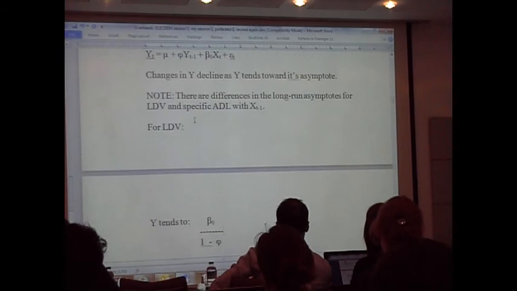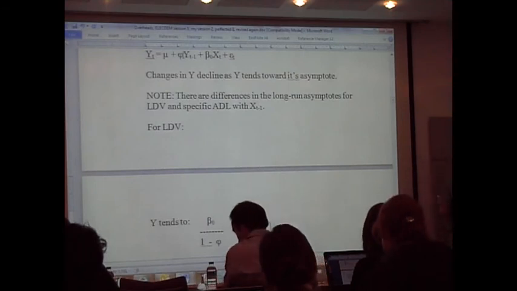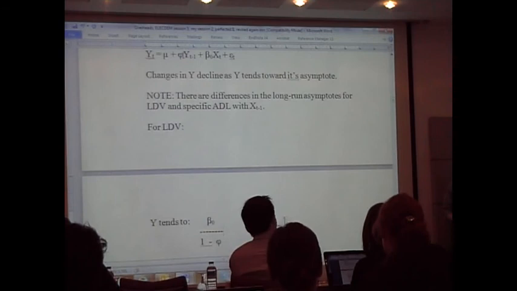If it's above that, what happens? It decays to that. If it's below that, it decays up. It depends how quickly it decays, and that depends on this phi. If phi is big, then it decays slowly. If phi is small, then it decays quickly. That just gives you the persistence parameter. 0.9 is a slow decaying process: 0.9, 0.81, 0.72, and so on. If it's 0.2, it's quick: 0.2, 0.04, very quickly you're done.